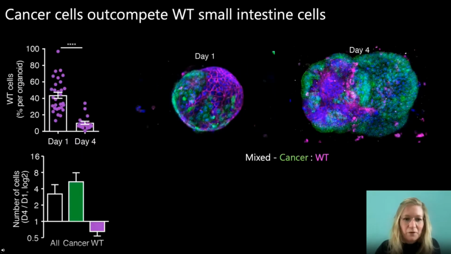In fact, when we quantify the contribution of the wild-type population to these organoids over time, we observed that there's a lower amount of wild-type cells at the end of the experiment than there is at the beginning of the experiment. And this showed us that the wild-type population is actively eliminated from these organoids, and it's not just a mere passive difference in proliferation rate.